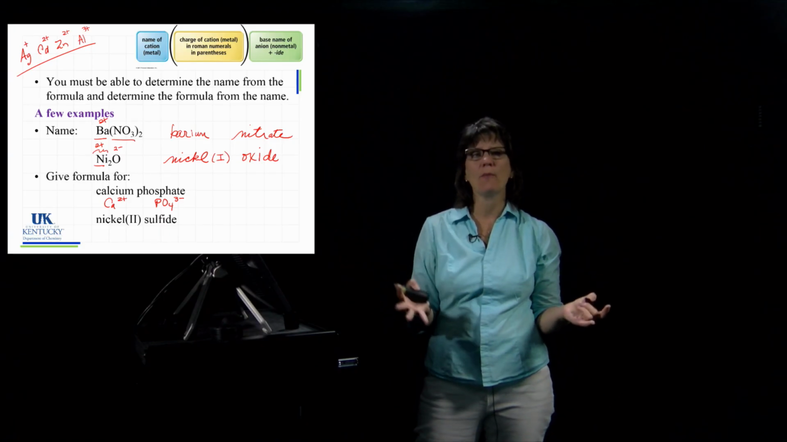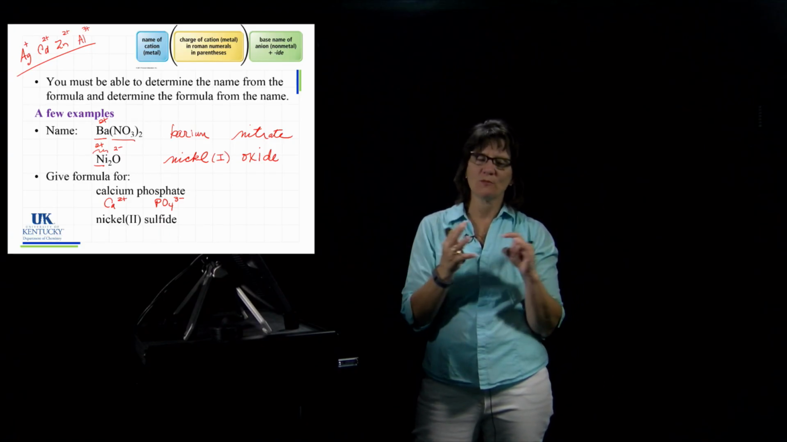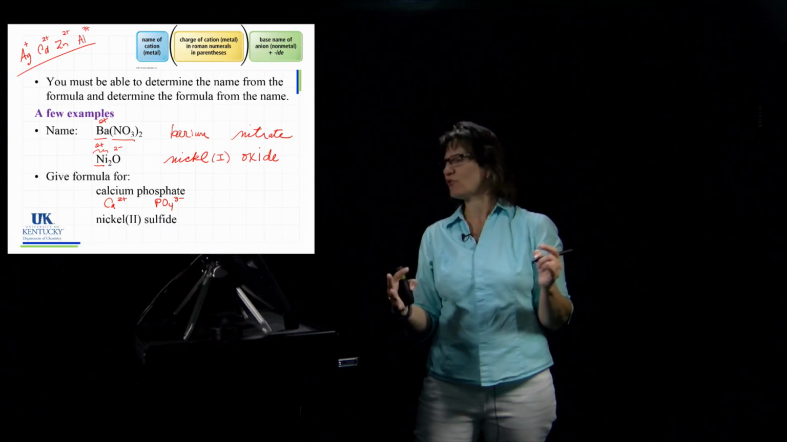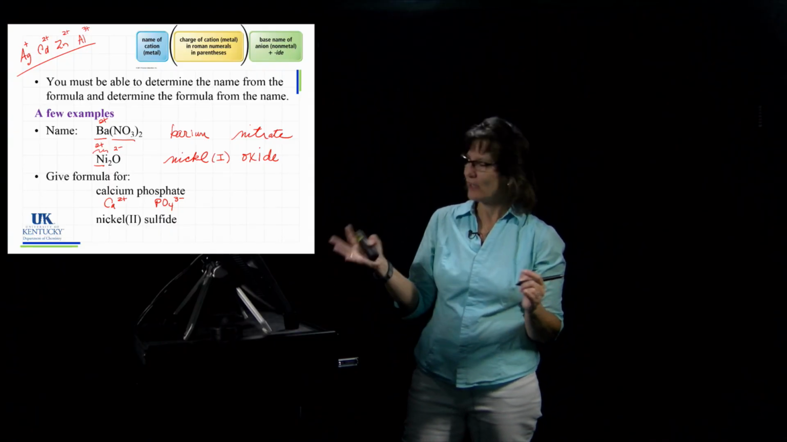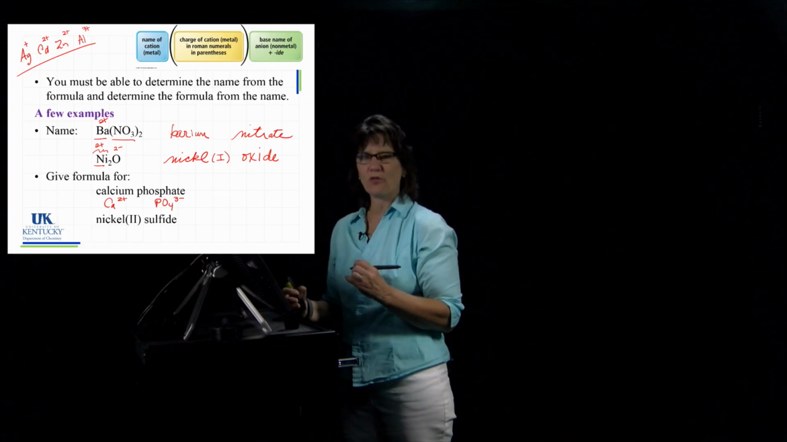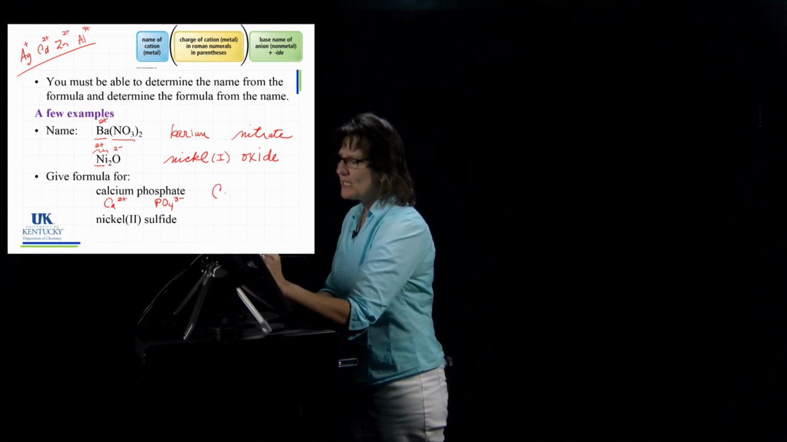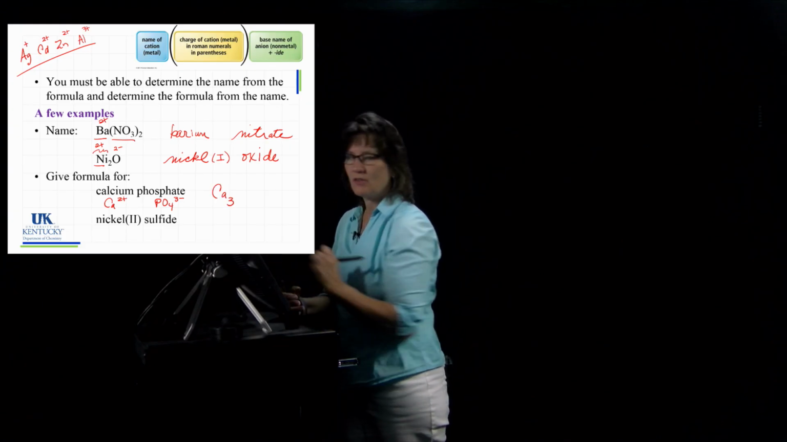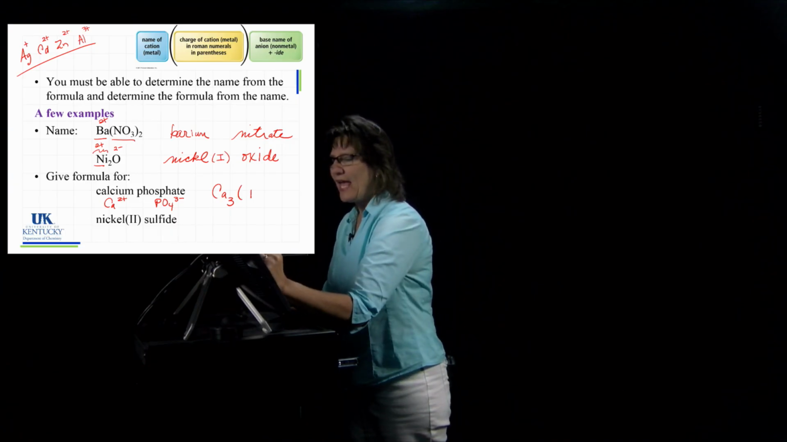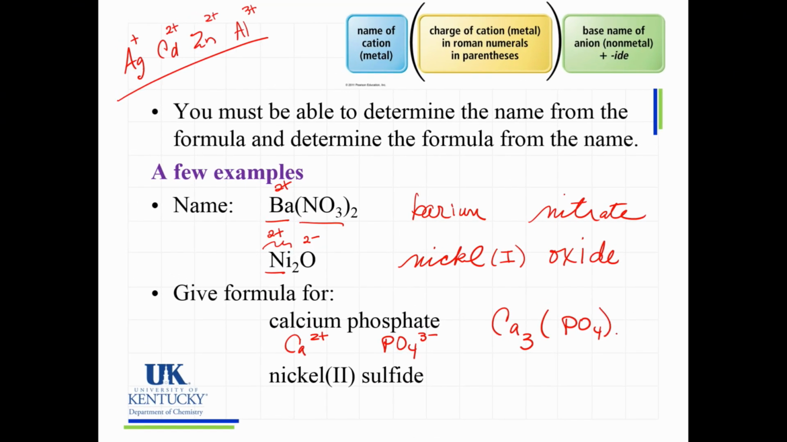Now we're ready to come up with a formula that gives me as many positive charges as negative charges. If there's calcium with a 2+ charge and phosphate with a 3- charge, then we're going to need 3 of these to give me a +6 and 2 of these to give me a -6. Think about the crisscross down method, that kind of works there. Okay, so that is calcium phosphate's formula.